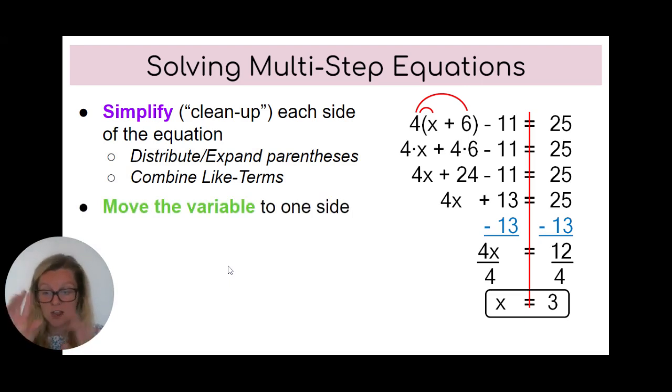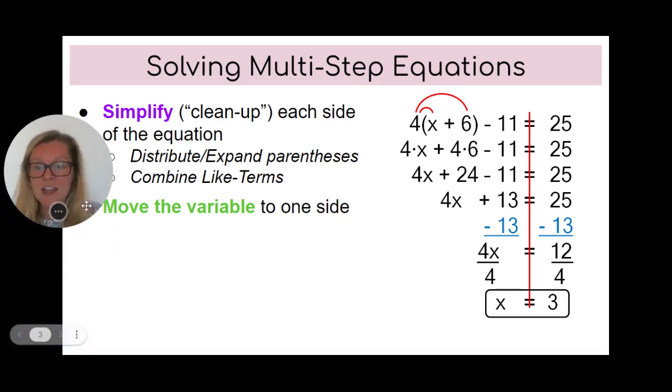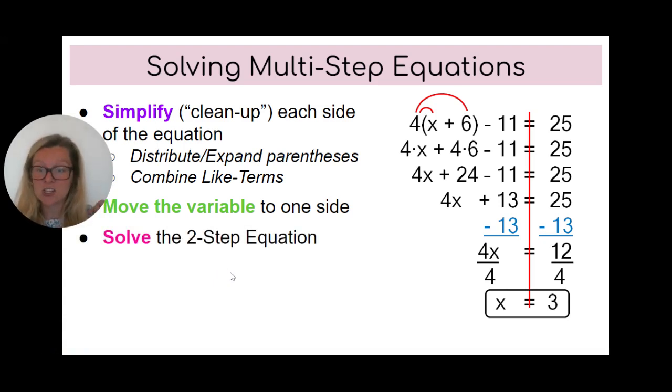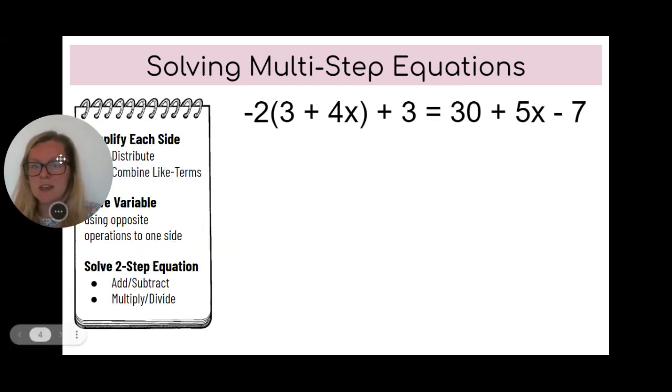Once we have done that, we're going to take all the variables and move them to one side. It doesn't matter, you pick, but move them all to one side, and then y'all are going to see that it's now going to look like a 2-step equation, and we know how to solve those now. We're going to add and subtract before we multiply and divide. So let's go ahead and jump into an example over here.